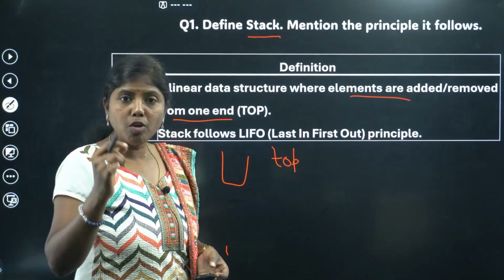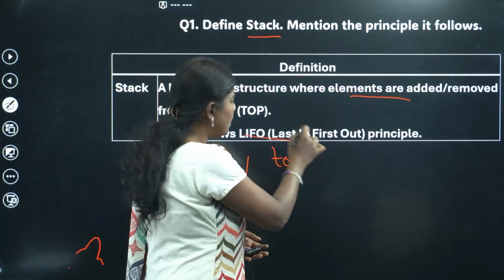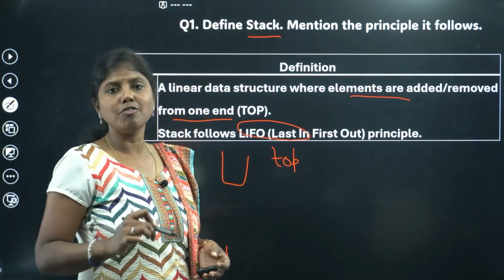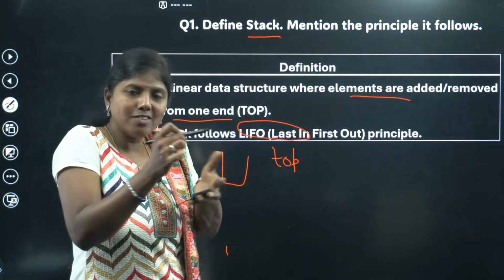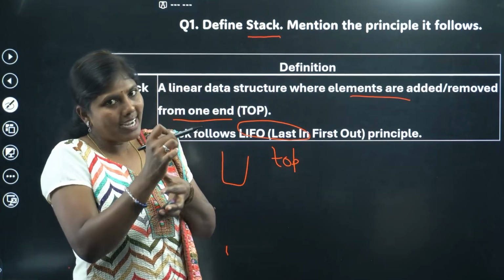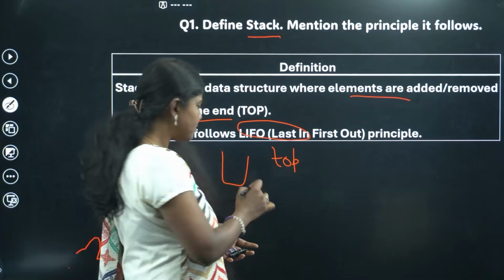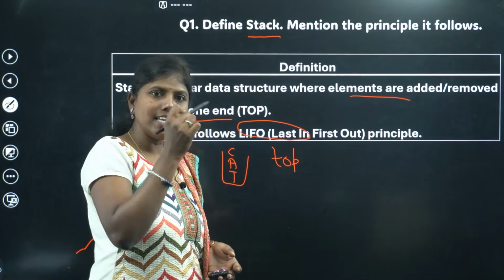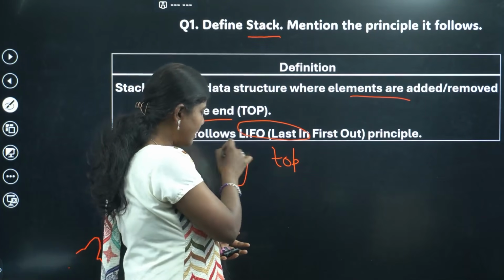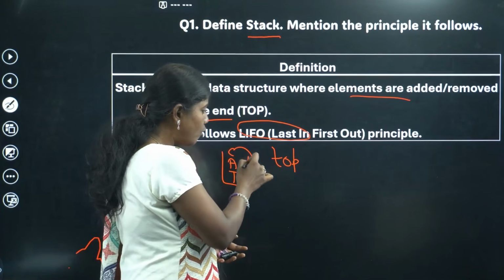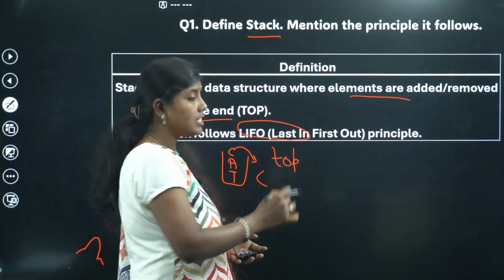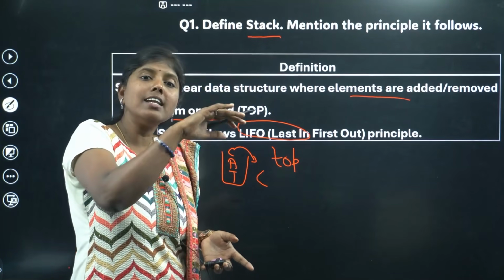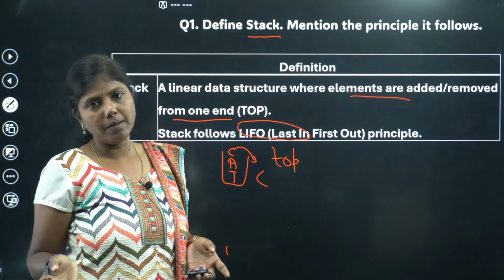Here it's going to follow a principle called LIFO, that's last in, first out. Whichever has been entered last will come out first. For example, T, A, C. T entered, then A entered, then C entered. Then which will come out first? C will come out first. That is called the last in, first out principle.